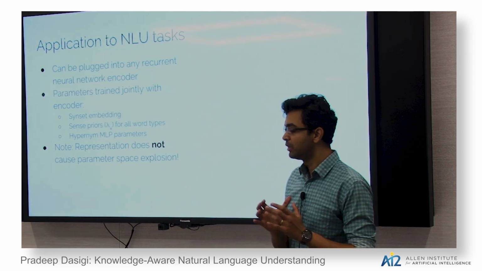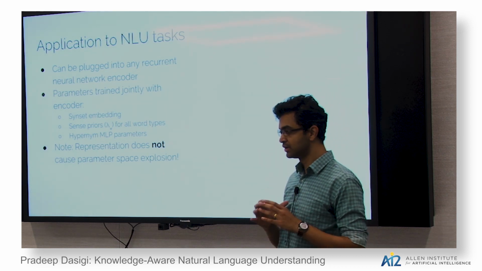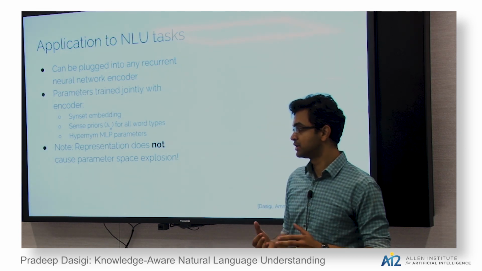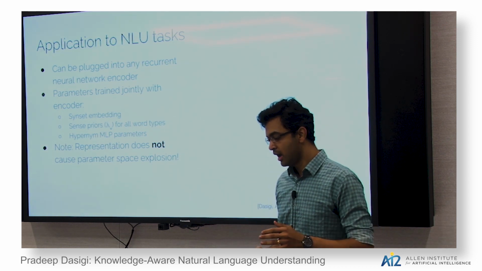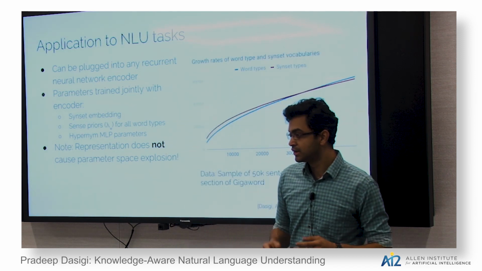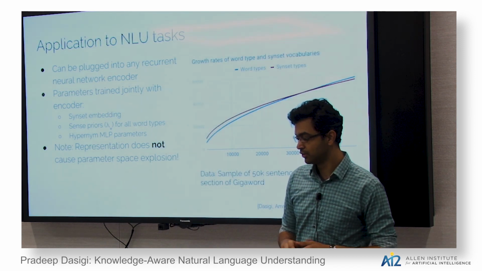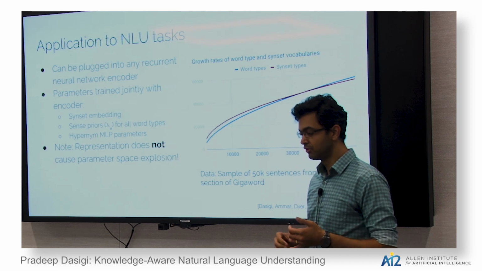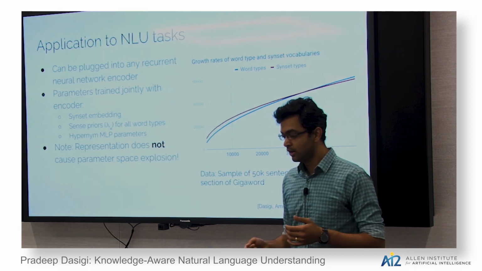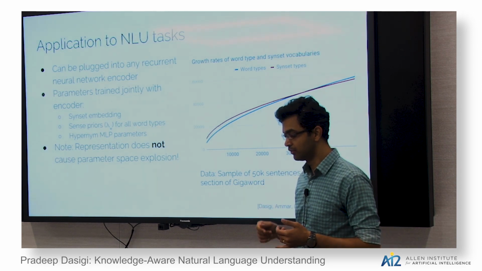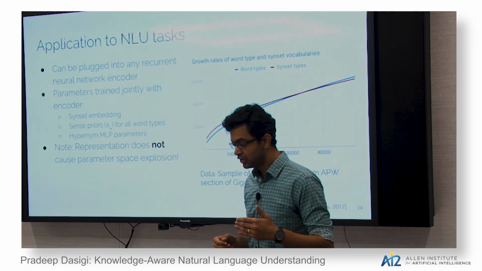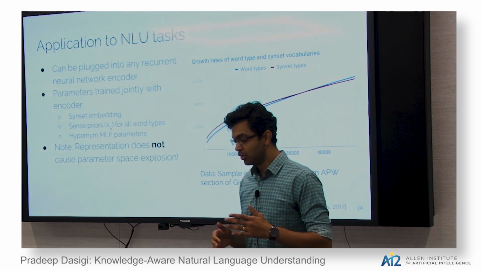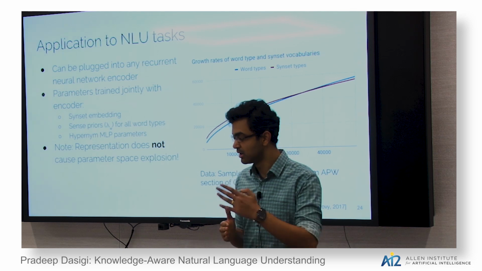So given that I've replaced the word vectors with synset tensors, you may be thinking that I have added way too many parameters to the model. However, this is not the case because the same synset representations are shared across several words. And in fact, even empirically, we notice that this representation does not cause parameter space explosion. So the plot shown here on the right is a sample of 50,000 sentences taken from a section of Gigaword. And as you keep increasing the number of sentences, you see how the space of word types and synset types changes. The red line shows the synset types and the blue line shows the word types. And as you can see, at around 35,000 sentences, the number of word types increases more. I mean, it goes above the synset types.